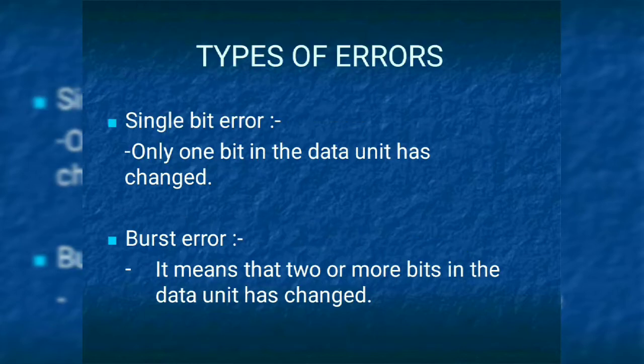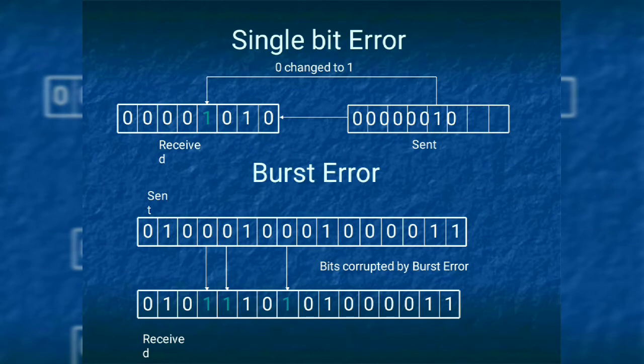Next, types of errors. There are the single bit error and the burst error. Single bit error means only one bit changes. Here 0 changes into 1. A burst error means two or more bits change while sending the information from transmitter to receiver. Here 0 is changed to 1.